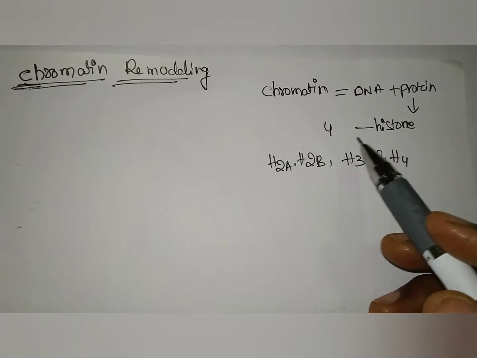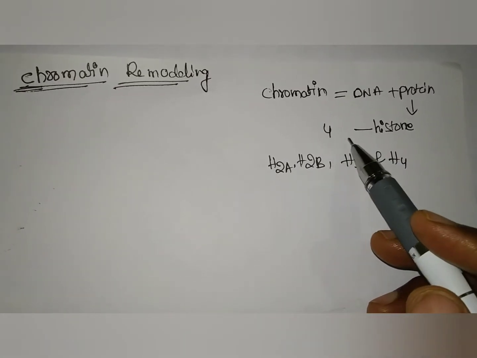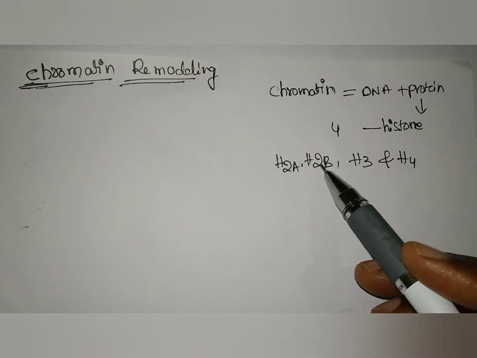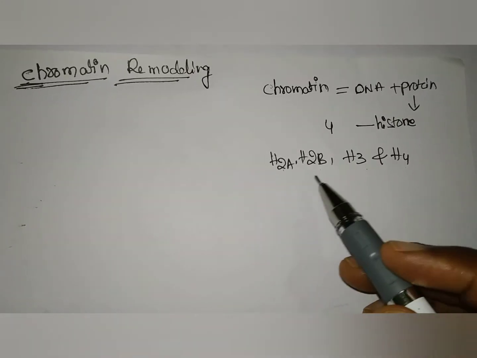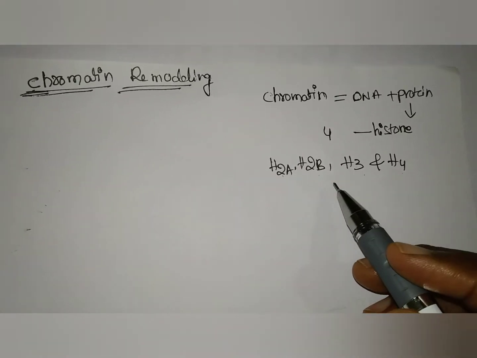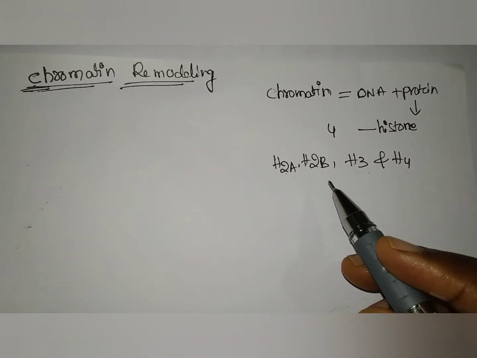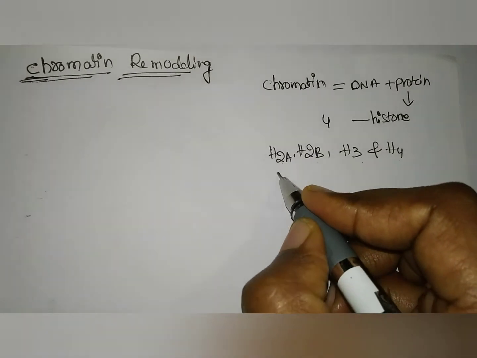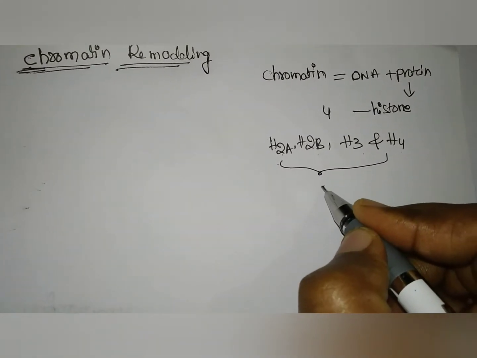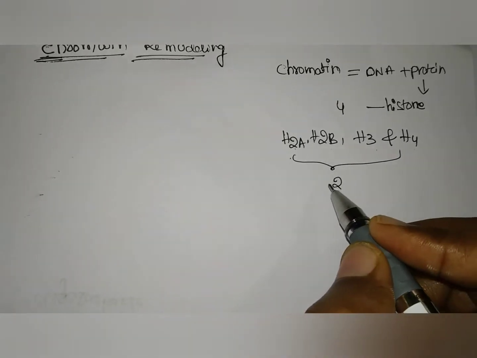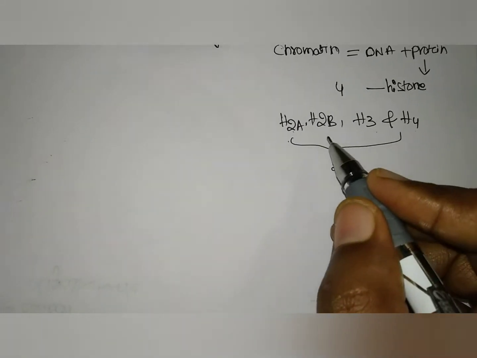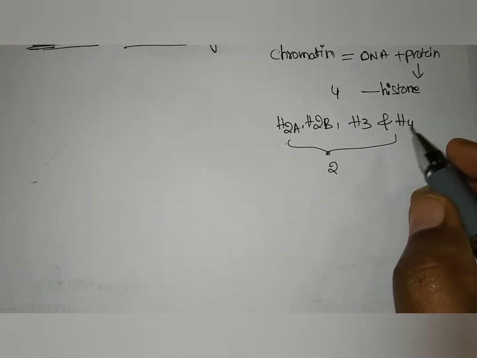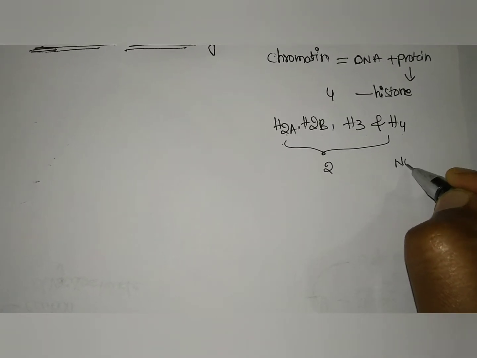Normally in human genetic material, there are 4 types of histone proteins present, that is H2A, H2B, H3 and H4. All these 4 types are present in a nucleosome as pairs, that is there are 2 H2A, 2 H2B, 2 H3 and 2 H4 molecules of proteins. Here the nucleosome is an octamer.